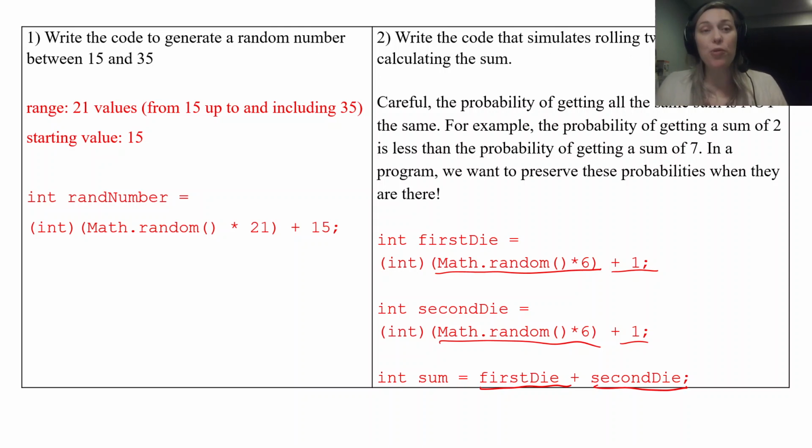So when you write programs like simulating something, pay attention to those probabilities. And you can still use the math.random. That's how we get the random numbers, but just make sure that you're doing it in a way that preserves those probabilities.